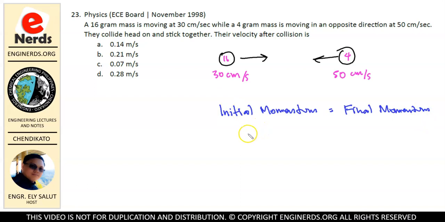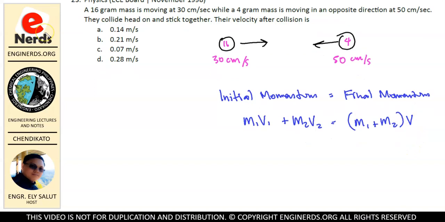Okay, so that means we have m1 v1 plus m2 v2. This is our initial momentum. And since they stick together, the final momentum will be the combination of mass 1 and mass 2. So we have mass 1 plus mass 2 times the new velocity, which is what we're looking for. Alright, so we're going to substitute that in our equation.